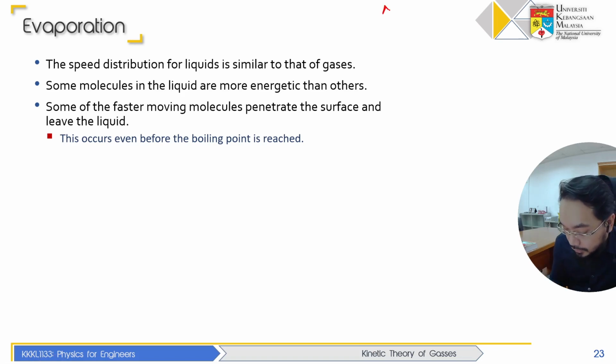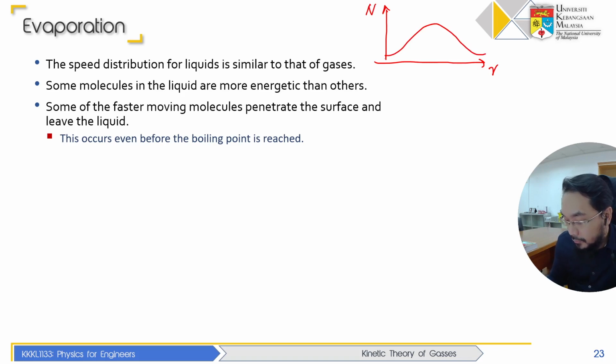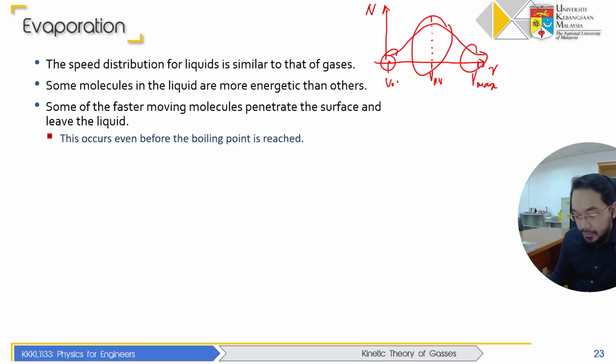It means if you plot a histogram between the count, like the number of atoms, and the speed, you have a distribution that goes like this at any temperature. Most of the atoms are at this particular average speed, some at a very high speed, and some at a very low speed. So the distribution here is more or less the same between liquid and gas. Some molecules are more energetic than others, but the majority are moving at more or less the same speed.